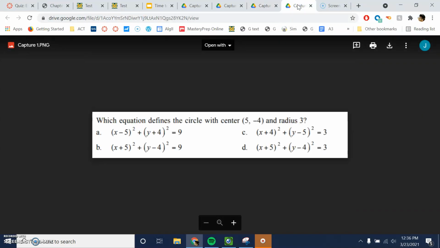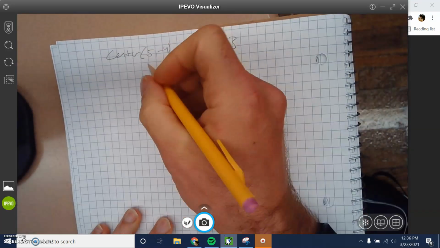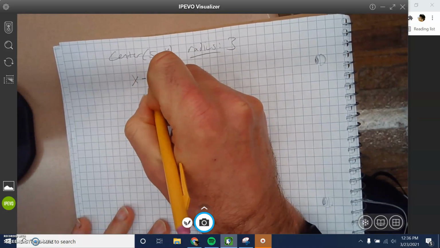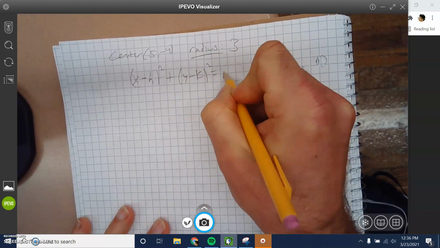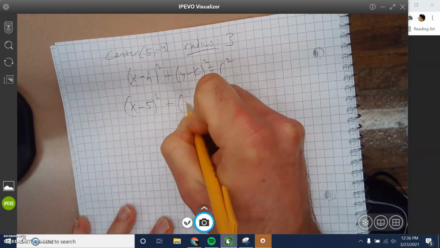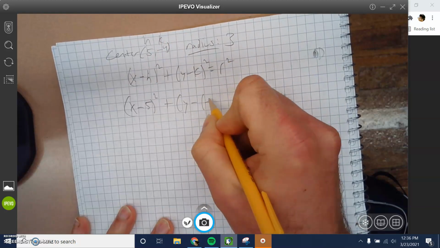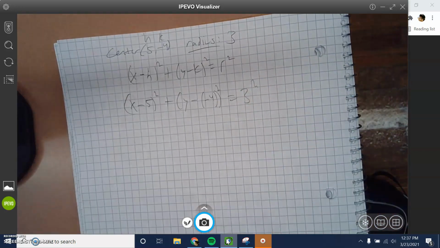All right. One more. Circle stuff. What do you got? All right, let's check it out. The center is (5, -4), and the radius is 3. Okay, so that's going to be x minus h squared plus y minus k squared equals radius squared. So it's x minus 5 squared plus y minus k. This is h, this is k, right? Minus -4 squared equals radius squared, 3 squared.